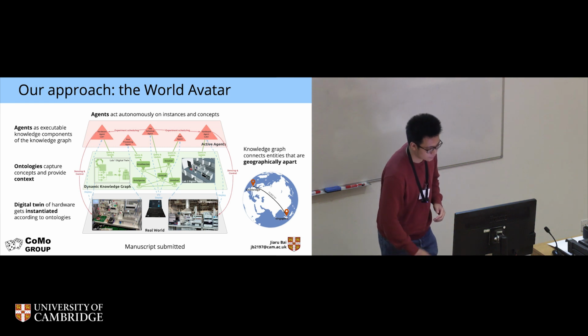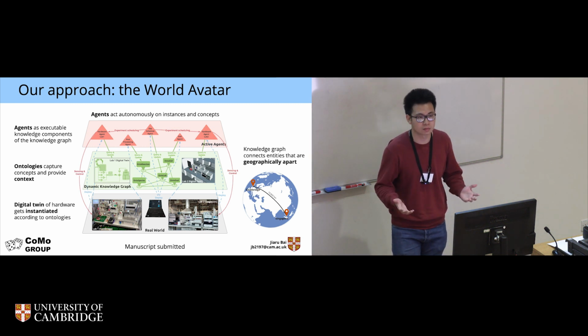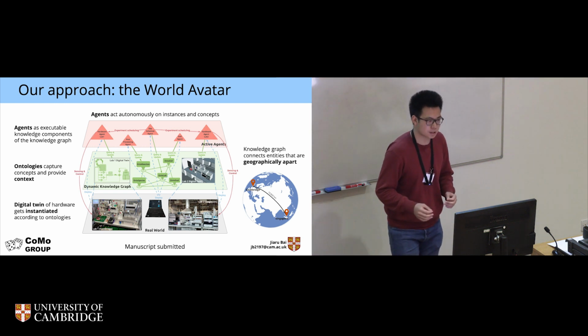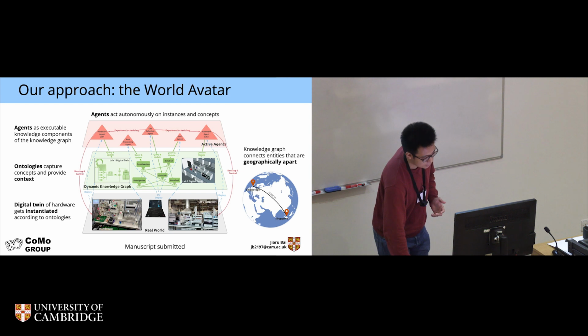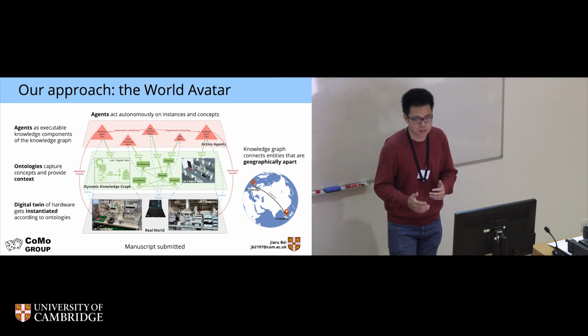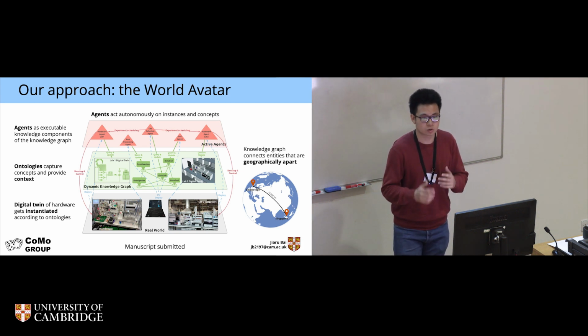The center of this vision is that we have the ontologies. Ontologies capture the concepts and relationships, and they provide the context for the things that we're doing. With these ontologies, we can instantiate the digital twin of the hardware, basically the lab, into the knowledge graph. On top of that, we can have agents as executable knowledge components that autonomously act on the knowledge graph to restructure the graph as time elapses.